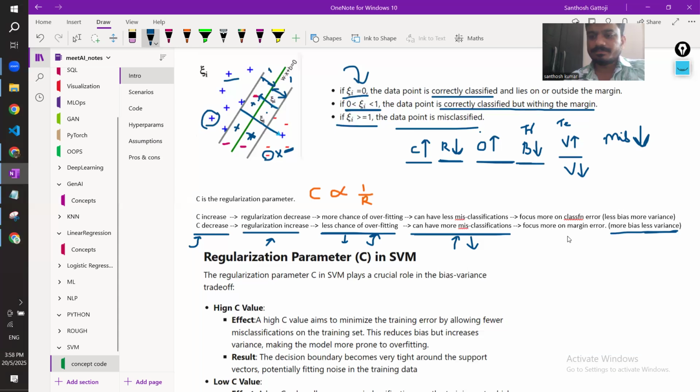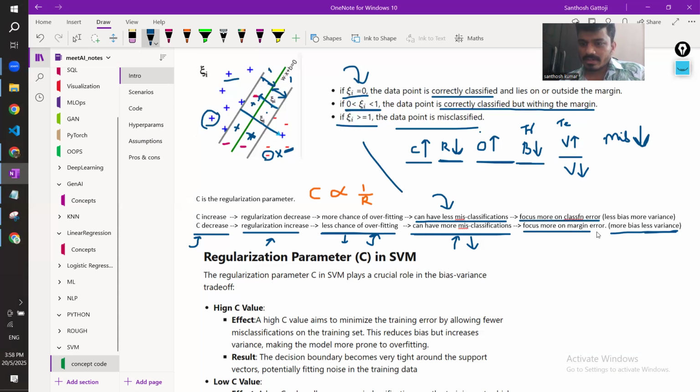Misclassification. Okay, fine. So now what's happening here? Here is what I've written. When we're seeing fewer misclassifications, that means your margin is perfect.